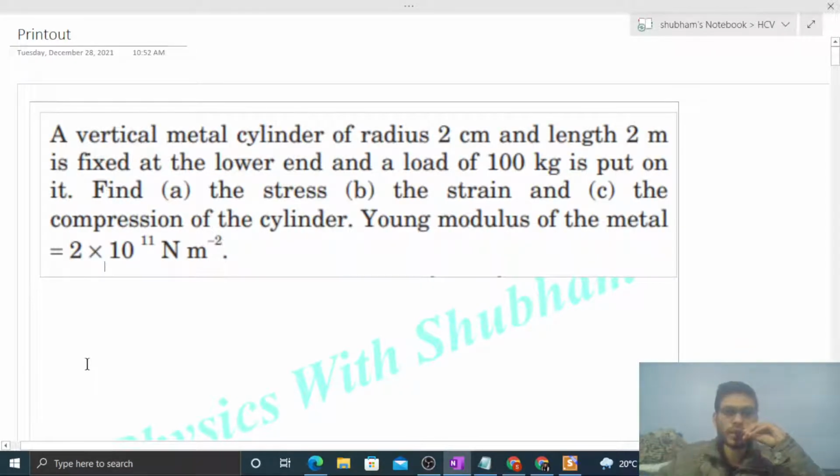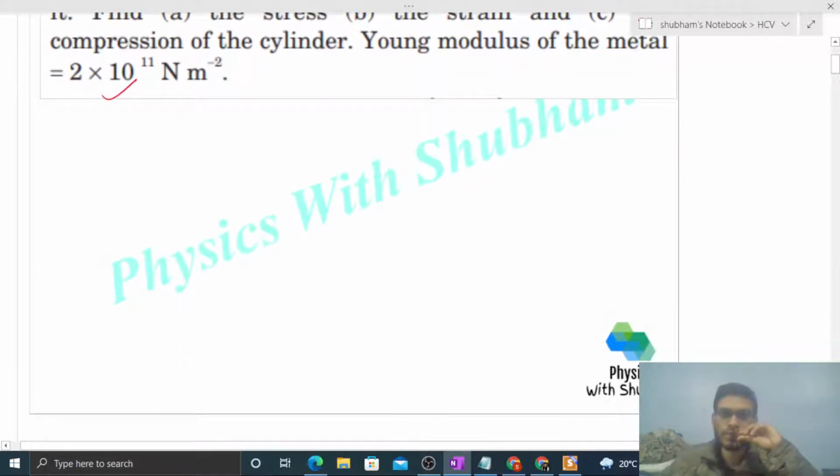So it says a vertical metal cylinder of a radius 2 centimeter and a length 2 meter is fixed at the lower end and a load of 100 kilogram is put on it. Find the stress, the strain and the compression of the cylinder. Young modulus of the metal is also given. Fine. So we have a metal cylinder, something like this.